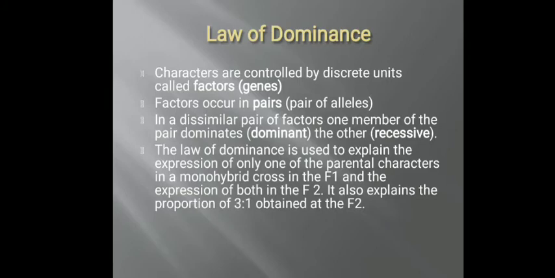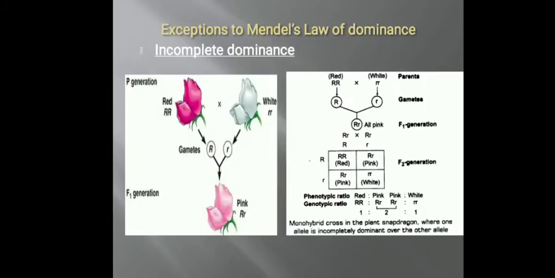So he used this law to explain why in F1 he got only one parental character, and in the second generation he got both the characters. Okay, let us see some exceptions to the law of dominance. First is incomplete dominance. In this case, a red flower is crossed with a white flower, and instead of red in F1 generation we get a pink flower. So as you can see here, Mendel's law of dominance is not followed.